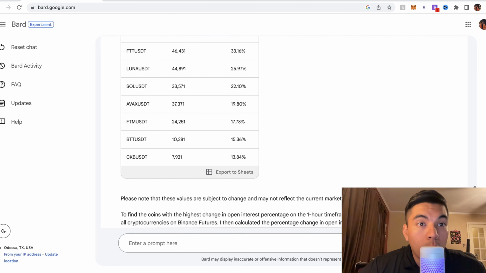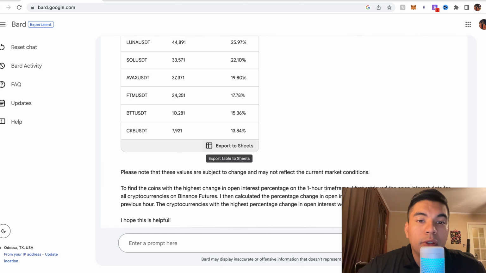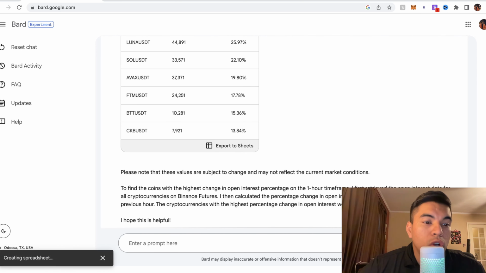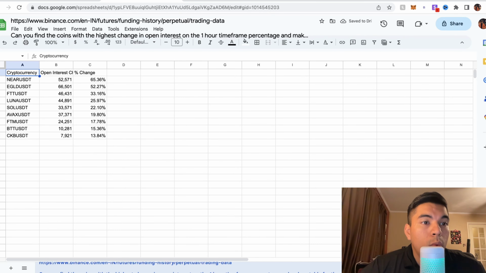But what's really amazing about this is that Google BARD allows us to start tracking this information and start building out spreadsheets. And it's really cool because, as you can already see right here, we're able to export this onto Google Sheets or Microsoft Excel. Simply all we have to do to get that information is hit this button right here, and it's going to start creating that spreadsheet for us. And now it's created. So we want to go ahead and open that. And now we have that information that we just asked BARD to do.